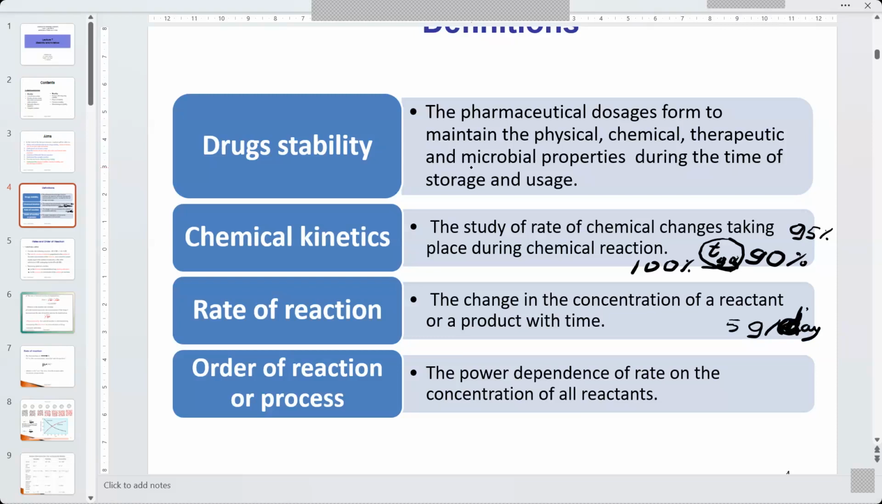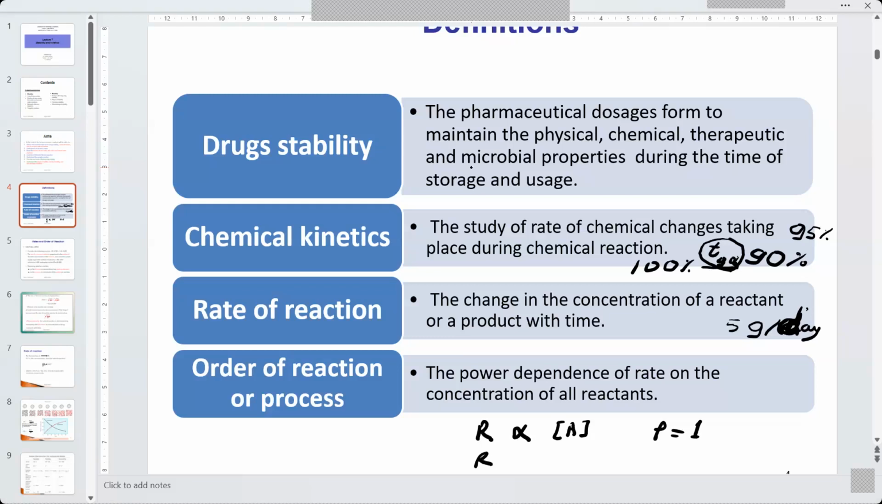Order of reaction or process is the power dependence of rate on the concentration of all reactants. We'll explain this one in the coming slides, but remember, order is the power. So, for example, if the rate of reaction of a certain substance is proportional to concentration, what is the power here? If we didn't write anything, then the power is equal to 1, right? The power is 1. So we call this one first order reaction.